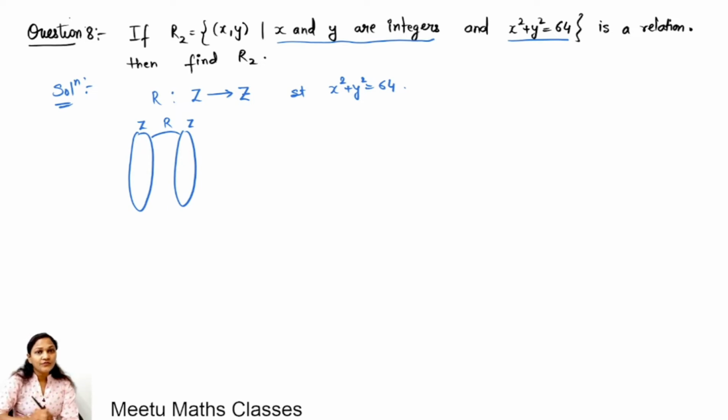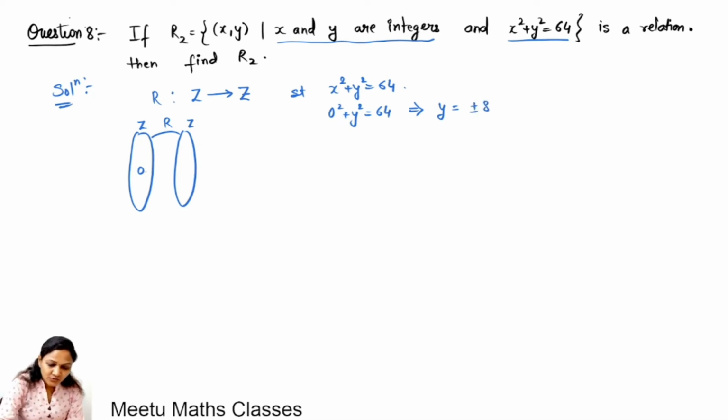So x is coming from the set of integers, y is also coming from the set of integers. So first of all, we have positive or negative both integers. If we take x as 0, first of all consider x as 0. So 0 square plus y square is equal to 64. So y will be plus minus 8. So 0 is related to plus 8 and minus 8.